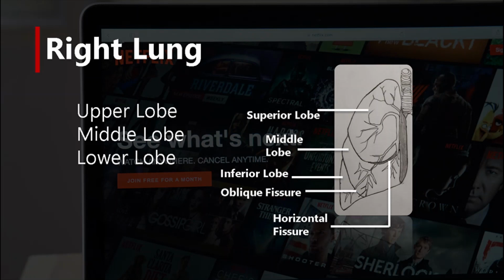The middle lobe is the smallest lobe of the right lung. It is located between the horizontal and oblique fissures. Lastly, the lower lobe. It is the bottom lobe of the right lung and it lies beneath the oblique fissure.